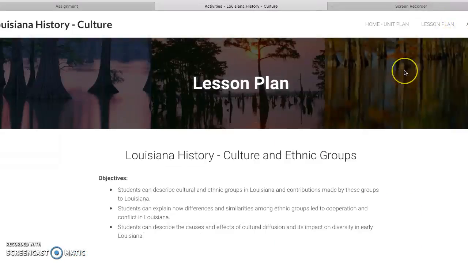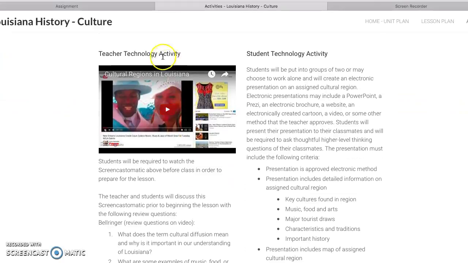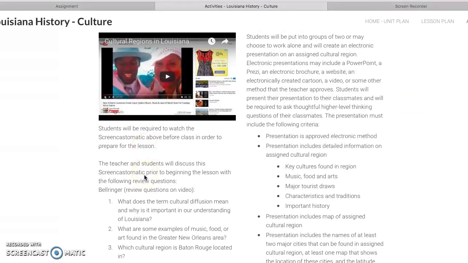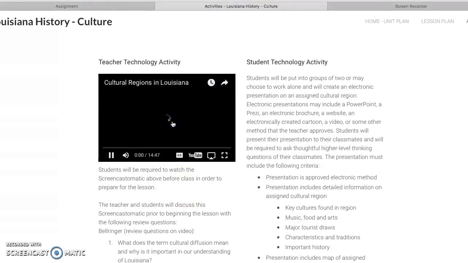So if you click over here, there we go. All right, so I have these objectives up here, and then I have my teacher technology activity, which is that screencast-o-matic I was just talking about. And I have all the bell ringer questions, so you could click on the screencast-o-matic.